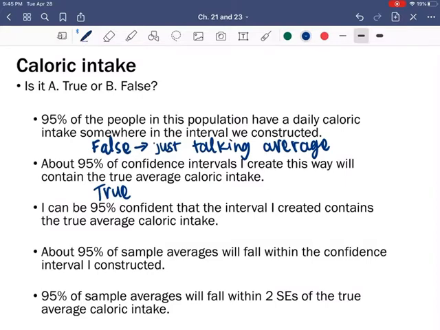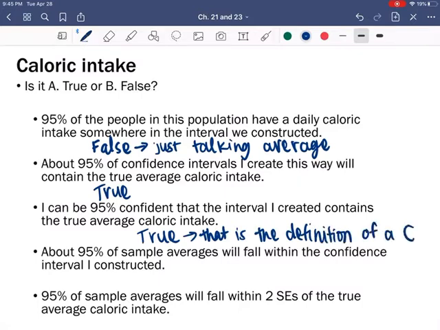So then I can be 95% confident that the interval I created does contain the true caloric intake. That is true. That's why we make this confidence interval. So that is the definition of a confidence interval. I'm going to use CI for confidence interval.